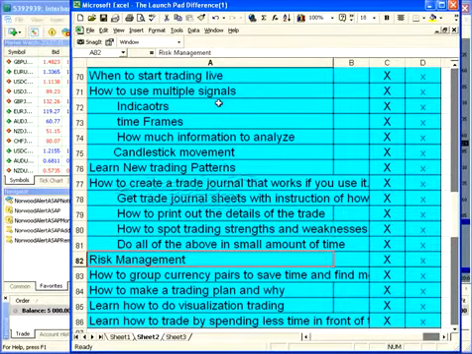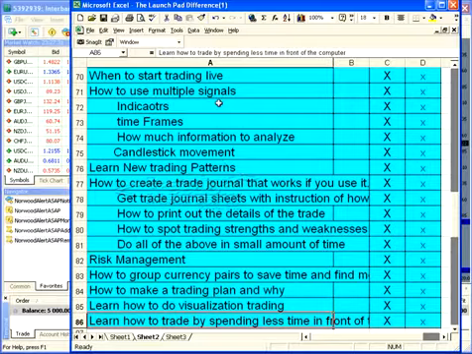Risk management, that's very critical. How to group your currency pairs to save you time in finding trades, how to make a trade plan and why, learn how to do visualization trading, learn how to trade by spending less time in front of the computer. So all these things are things that will be helpful to you and help you in your trading career.